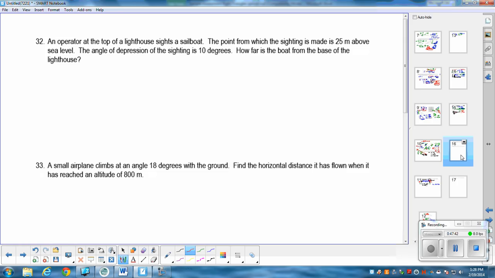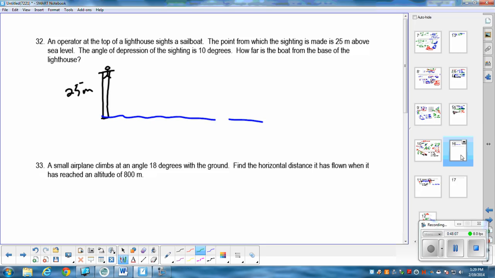32. Operator of a lighthouse sees a sailboat. The lighthouse operator is 25 meters above the sea level. Don't worry about him. We won't let him fall.